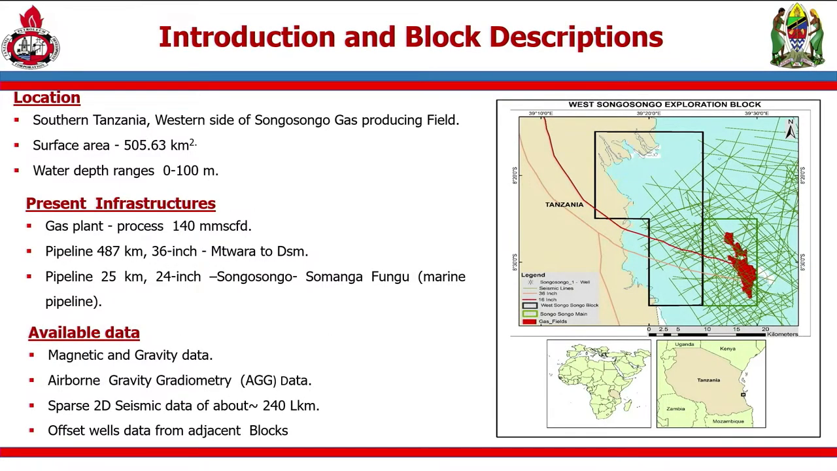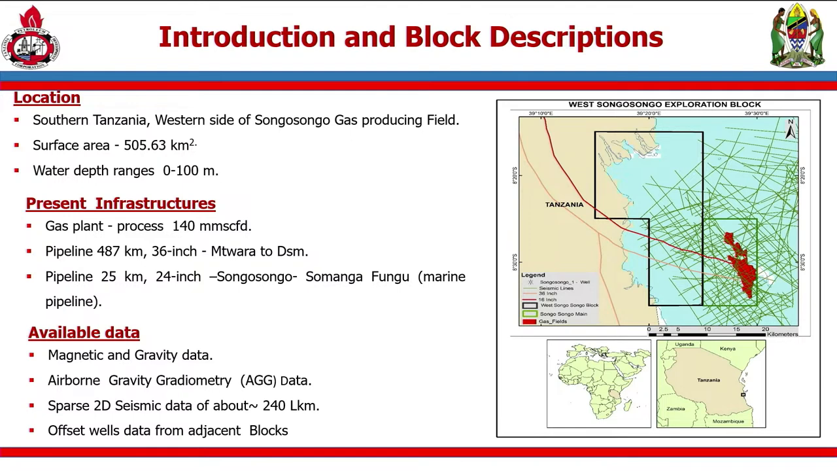On block location, the block is located in the southern part of Tanzania, in the western part of Songo-Songo gas field, in the coastal basin of Tanzania. And the block is currently operated by TPDC. The surface area of the block is about 505.6 square kilometers, and the water depth ranges from 0 to 100 meters. And also there are infrastructures present nearby the block.